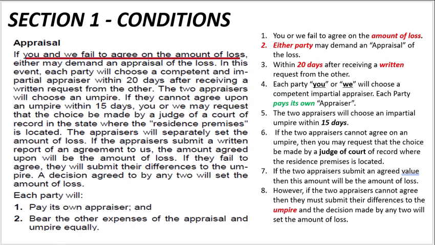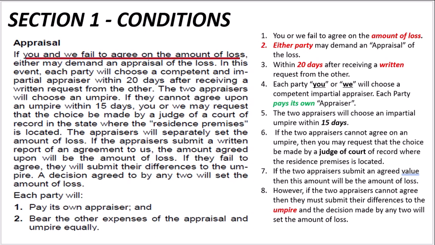Each party, you or we, meaning the insurance company, will choose a competent, impartial appraiser. Each party pays its own appraiser. So you have to pay your appraiser, the insurance company has to pay their appraiser. The two appraisers will choose an impartial umpire within 15 days. So your appraiser and the insurance company's appraiser need to agree upon an umpire within 15 days. If the two appraisers cannot agree on the umpire, then you may request that the choice be made by a judge of a court of record where the property is located.